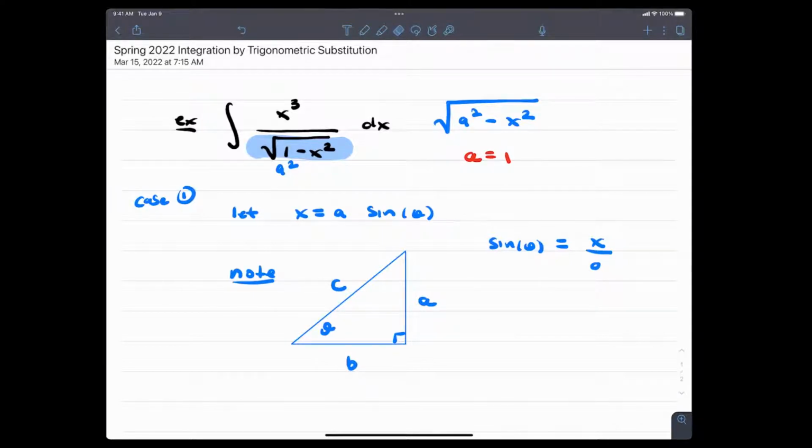So let me just kind of back off a little bit for that. Okay, so just kind of share with you where this comes from. So just want to recall this right triangle. We're going to use that later, but this is kind of the fundamentals behind this substitution. So we're going to say let x be a sine theta.